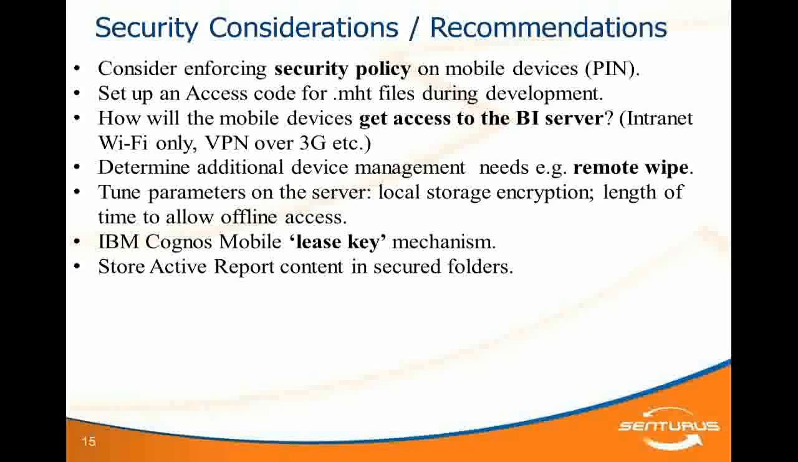You want to set up an access code for the MHT files during development of the active report. You can do that by going into File, Active Report Properties, and setting up an access code, and we'll take a look at that during the demo. Think of this like setting up a password for an Excel file: every time you want to open the file, you need to provide the password. This is true even for consumption on the desktop. Whether it's on the desktop or the iPad, whether in offline mode or inside the secure perimeter of your corporate network, you're going to need the access code if the developer has embedded it.